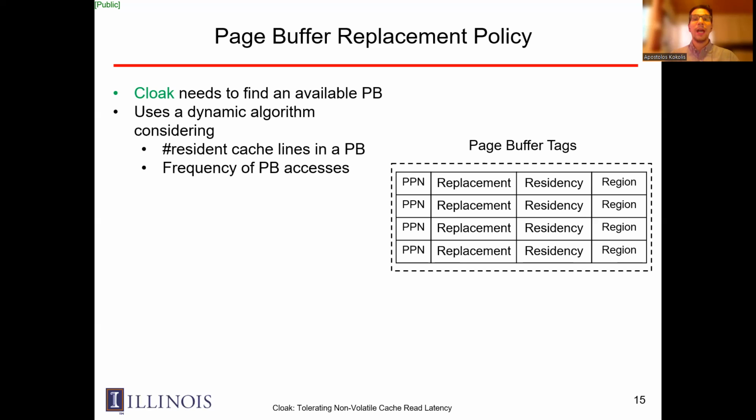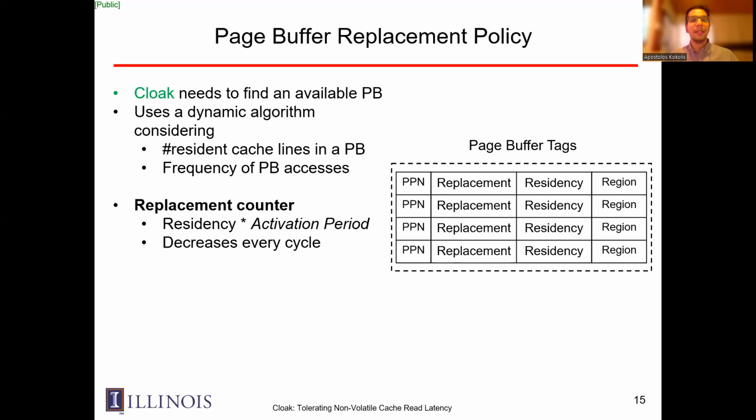We don't want to either replace a page buffer too early before its entries are accessed, nor keep a page resident in the page buffer if it is not being accessed that often. So for that, we're going to be using the replacement and residency counters from the page buffer tags. The replacement counter is calculated as the product of residency times activation period. Activation period is a programmable threshold that says how many cycles we need to keep this page buffer open for each cache line that is present in the page buffer.